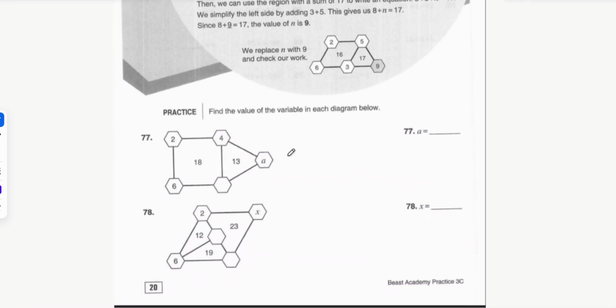So now we have to find the value of the variable in each diagram below. So first we have to use the region with the sum of 18 to write an equation. 6 plus 2 plus 4 plus blank equals 18. We can simplify this expression by adding 6 plus 2 plus 4, which is 12. So 12 plus blank equals 18. So 18 minus 12 is 6. So A equals 6.